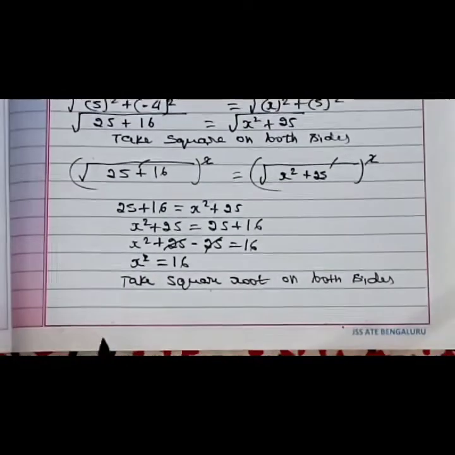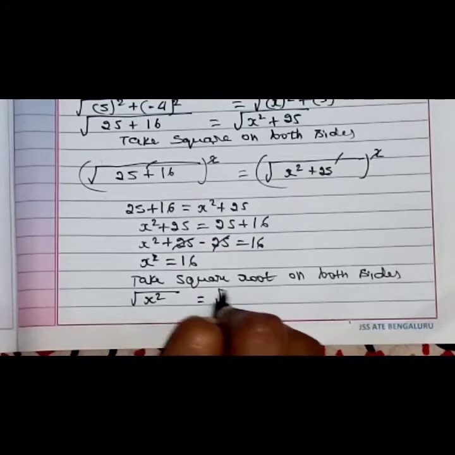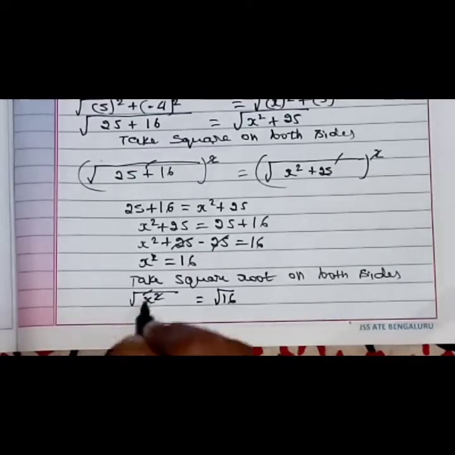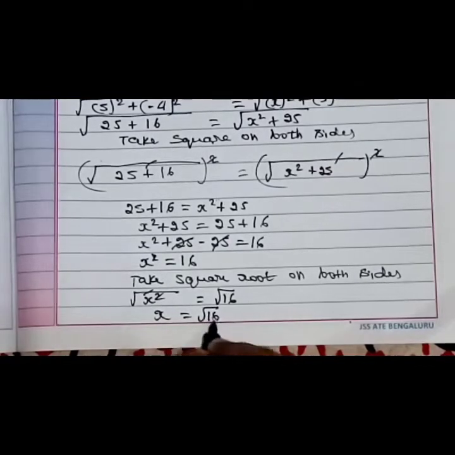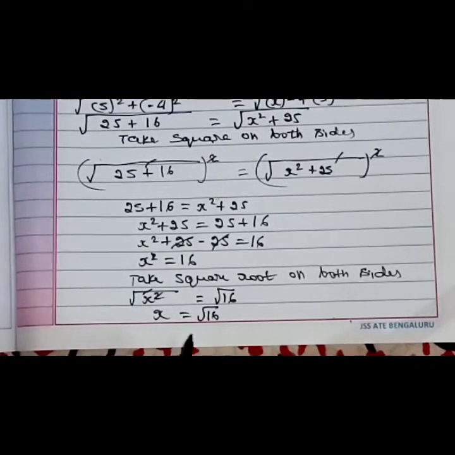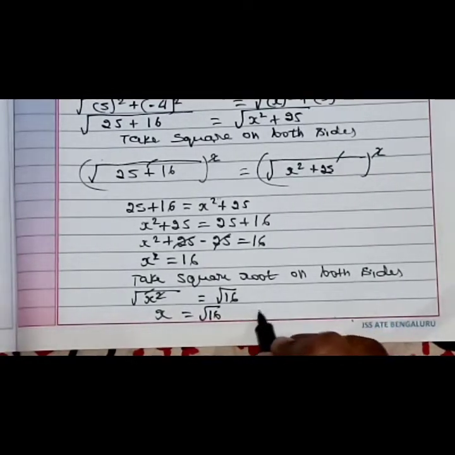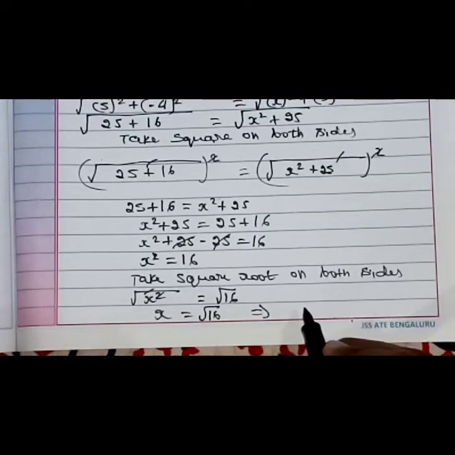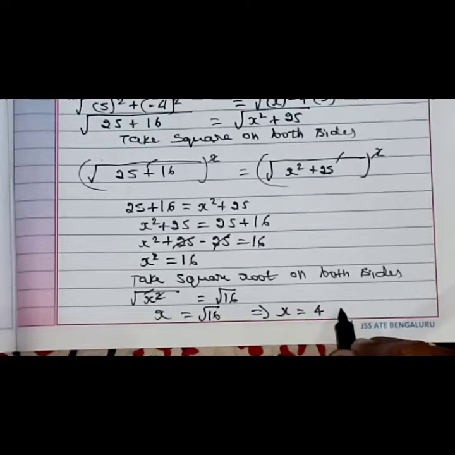Now, square root of x square is equals to square root of 16. Now, square root gets cancelled. The remaining is x is equals to root 16, right? Nothing but you are having square root of 16. Now, what is root 16? What is the value of root 16? Or what is the square root of 16? The square root of 16 is nothing but how much? 4. Yes, so therefore x is equals to 4.